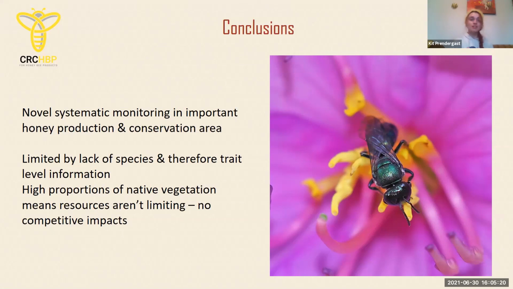There are drawbacks to the system. It's limited by the lack of species and therefore trait level information. As I mentioned, the categories were very broad, like native bees, whereas in my studies I've gone down to native bee genera. When you're aggregating species all together, this can sometimes mask some important ecological interactions, but it does allow standardization and including a whole range of taxa in looking at these visitation patterns, and some really interesting ecological information was gained through this study using this technique.